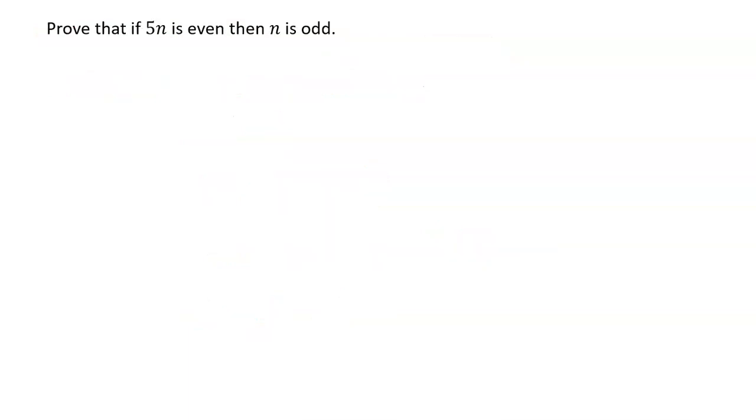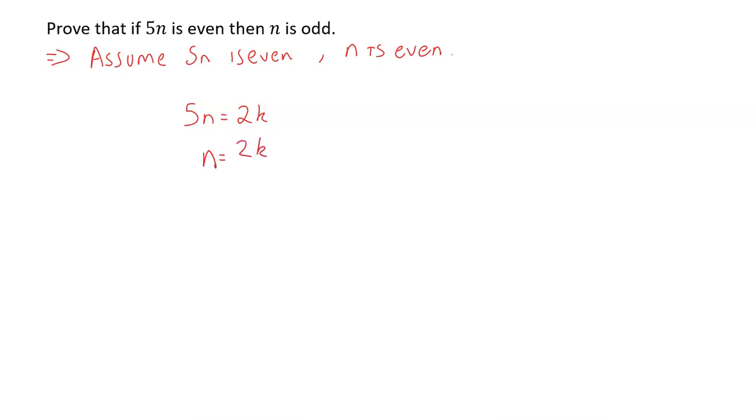This one here asks me to prove that if 5n is even, then n is odd. So my contradiction in this one here is that I assume that 5n is even, then n is even. So what that means is, if I assume 5n is even, that then means that 5n is equal to something of the format of 2k. Then n is equal to 2k divided by 5.